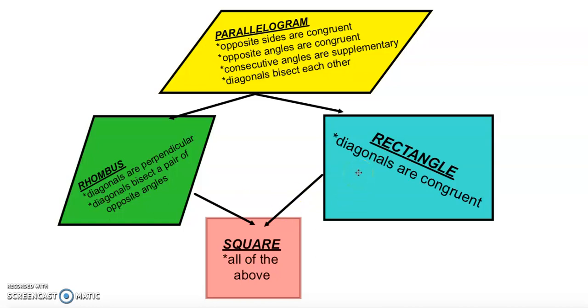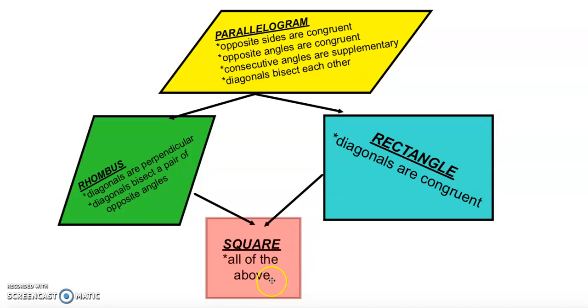Over here, I've got the rectangle. The characteristic of rectangle that adds from parallelogram is just that the diagonals are congruent. So on a regular parallelogram, the diagonals are not congruent. They just bisect each other. But on a rectangle, the diagonals are actually congruent to each other.